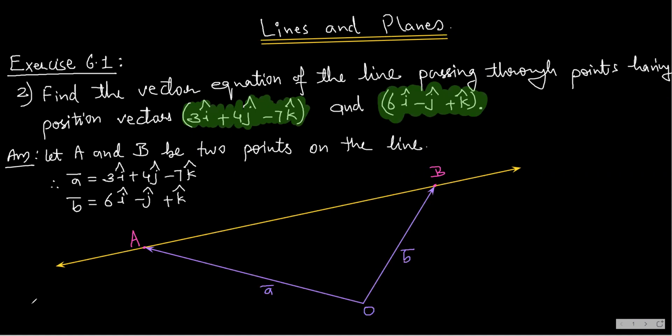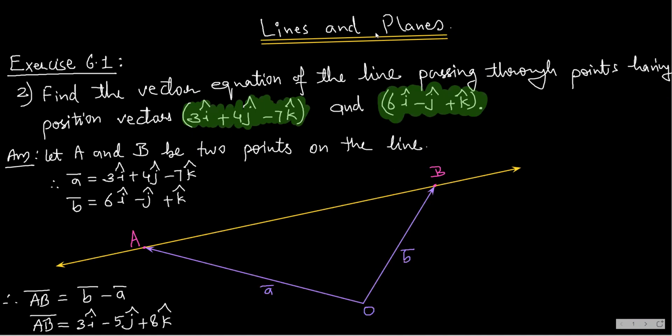AB bar is B bar minus A bar. 6i cap minus 3i cap is 3i cap. Minus 5j cap: j cap minus 4j cap is minus 5j cap. And k cap minus of minus 7k cap, that is plus 7, so this is plus 8k cap. We got AB bar.